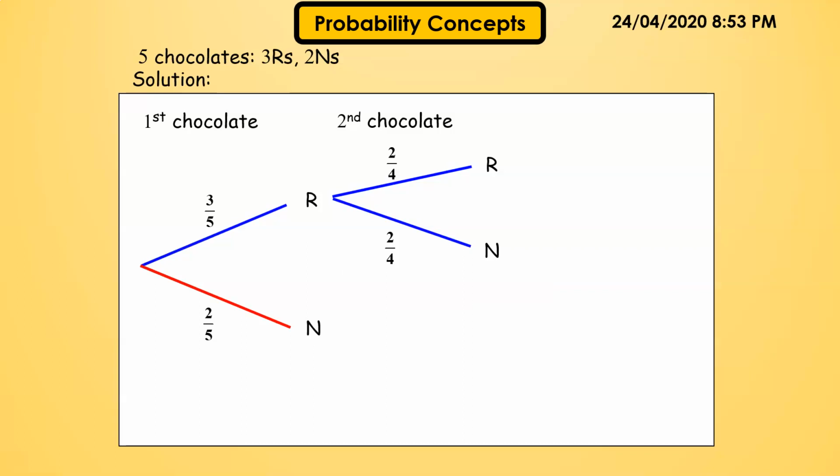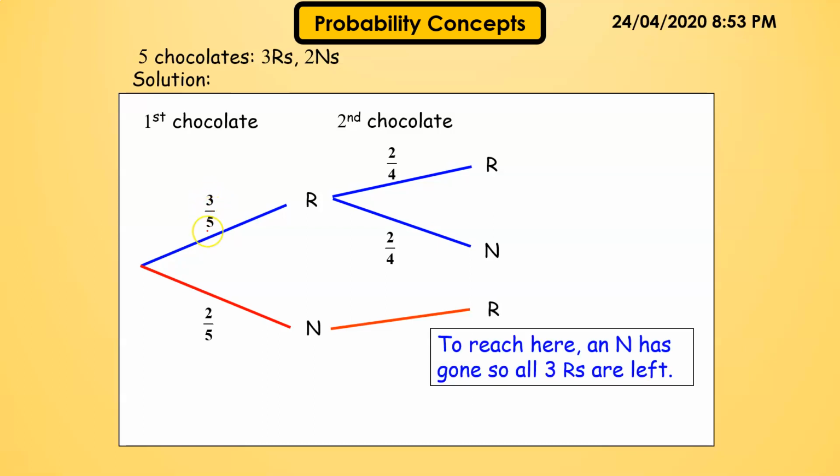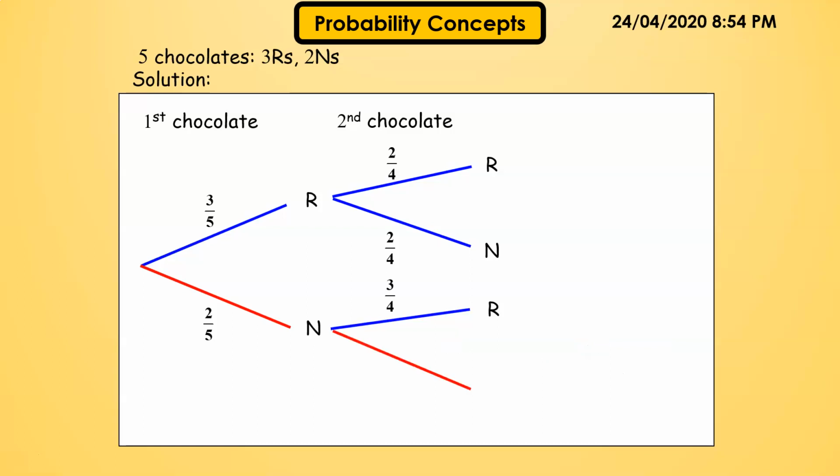Now, looking down the nougat branch, because I chose a nougat first, it means that there are still 3 raspberries left. So that's going to be 3 out of 4. With the nougat choice, because I chose a nougat already, we now only have 1 left. So it's 1 out of 4 there. So you'll notice that the total of each of these little branches adds up to 1 as well.